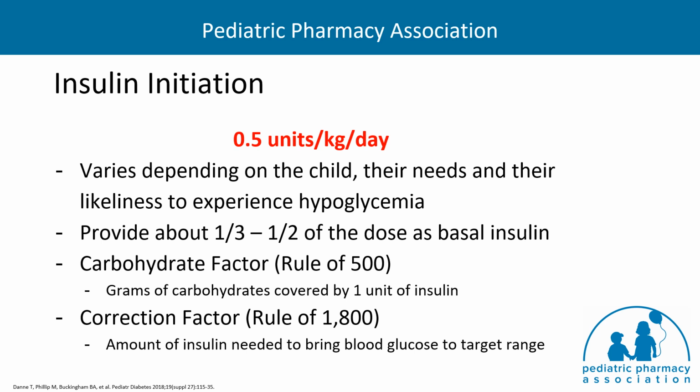Sometimes, as we said, it varies depending on the child, their needs, and their likeliness to experience hypoglycemia. We want to use higher doses for children if diagnosed around puberty. We would like to provide about 1/3 to 1/2 of the dose as basal insulin. We will also want to calculate the carbohydrate factors and correction factors, which we'll discuss in the next slide.